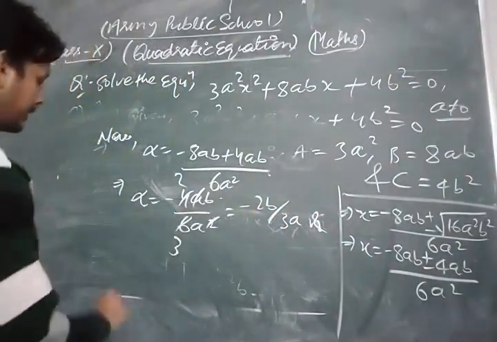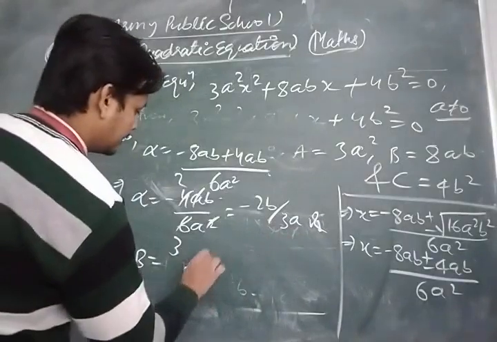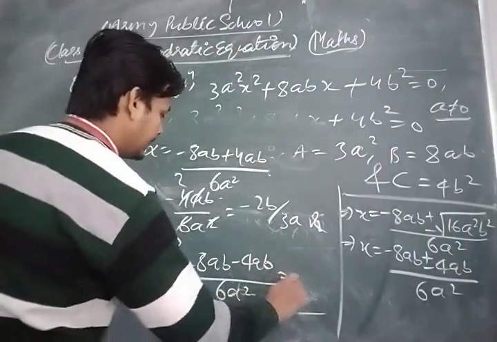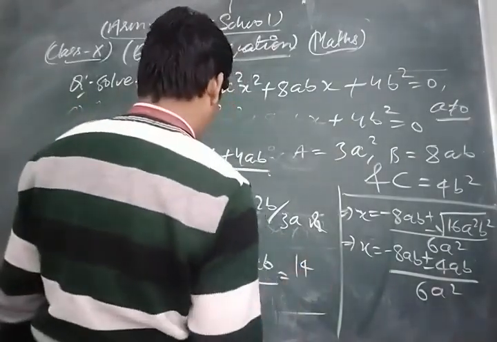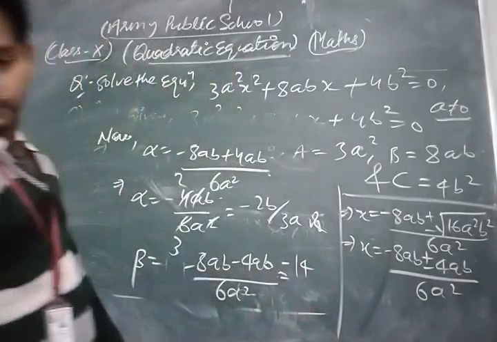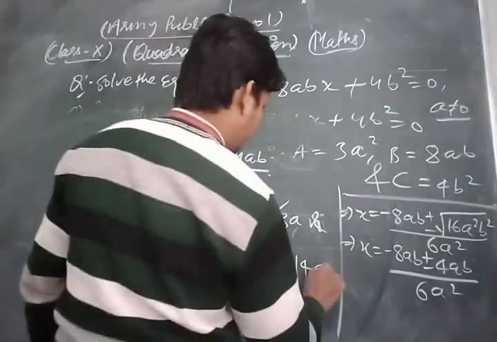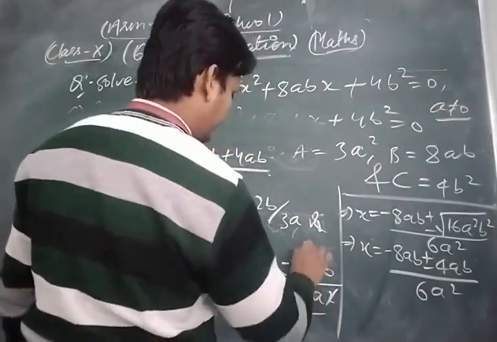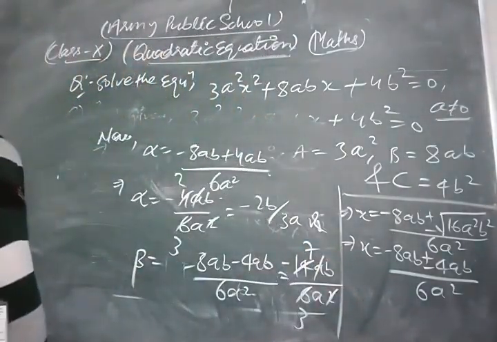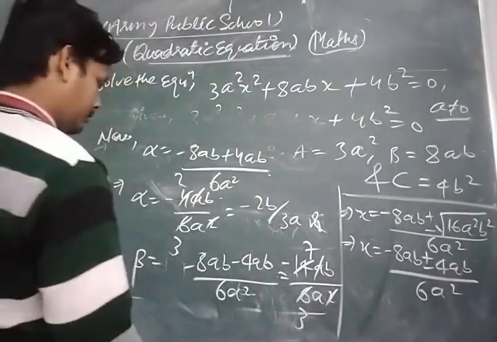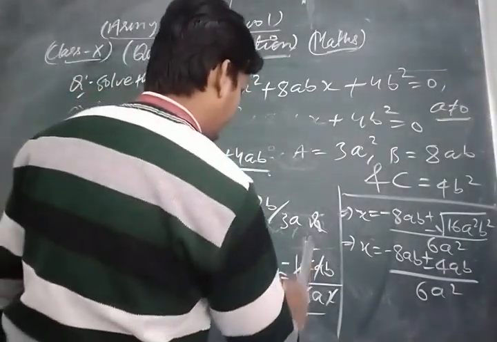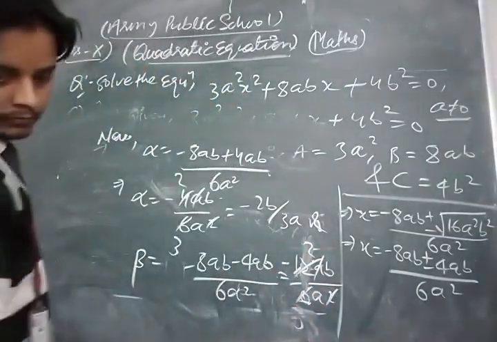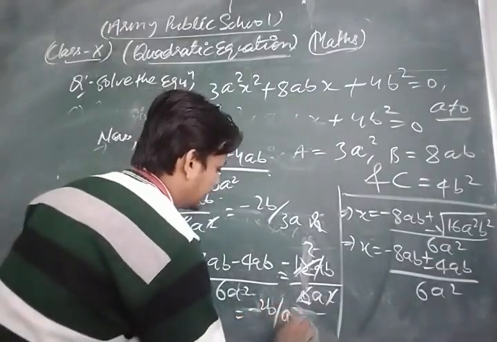And when we take the negative sign, this is beta. This is minus 8ab minus 4ab upon 6a square. That is minus 12ab upon 6a square. One a cancels. 6 2s are 12. So minus 2b upon a. That is minus 2b upon a. This is the second answer.